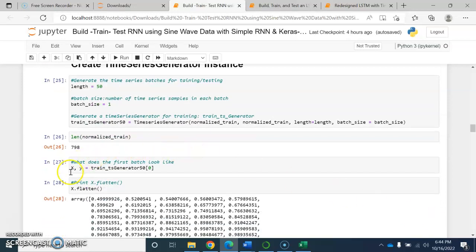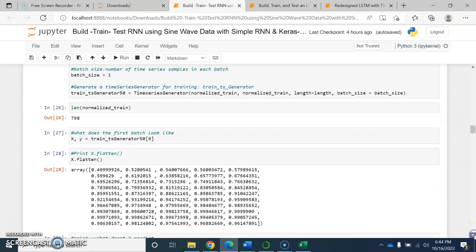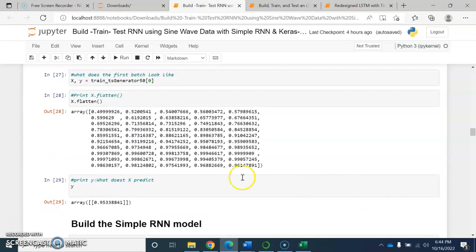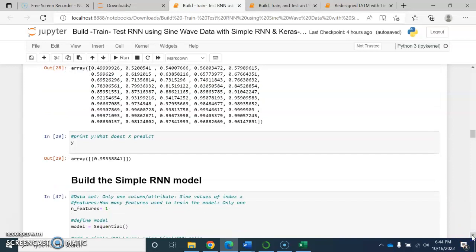And then we take a look at what the first batch looks like, and then print the X array after it has been normalized or gone through the loop. And then we take a look at what X would predict. And then we would move on to building a simple RNN model.